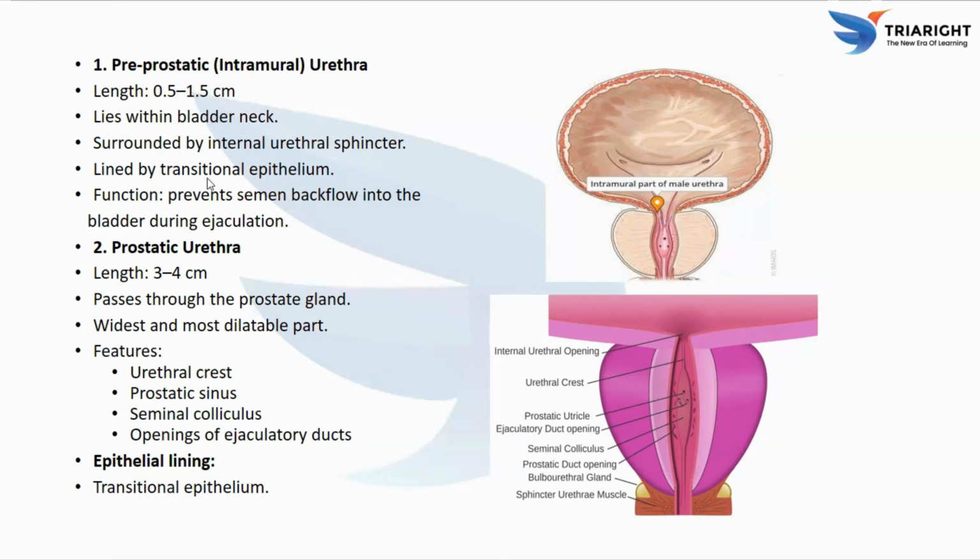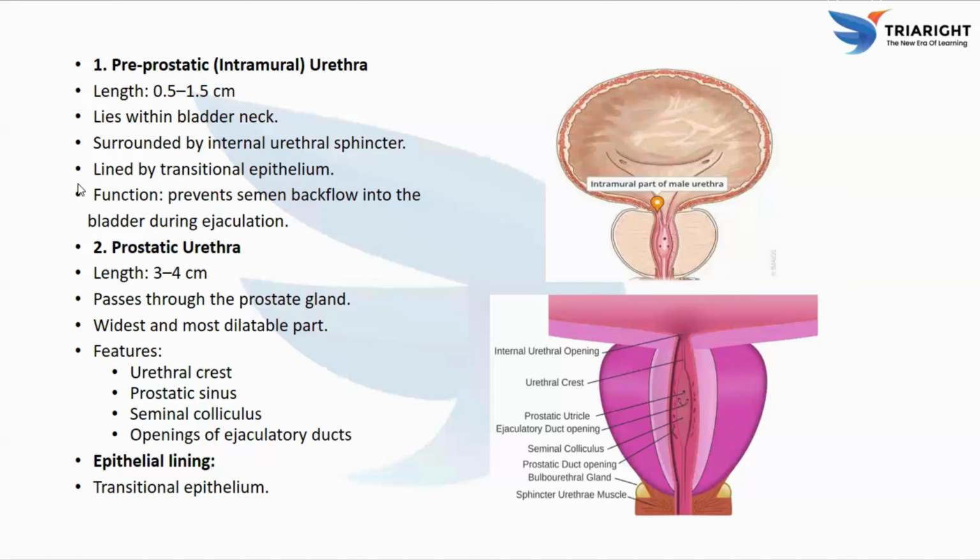So what is the muscle around it? It is surrounded by the internal urethral sphincter, which is a smooth muscle and also an involuntary muscle. So what is the epithelial lining? Transitional epithelium, the same as the bladder. It allows stretching. And what is the major function of this intramural urethra? It prevents the semen from flowing back into the bladder during ejaculation. This is called preventing retrograde ejaculation. You have to think of this pre-prostatic urethra segment as a gatekeeper between both the bladder and prostate.